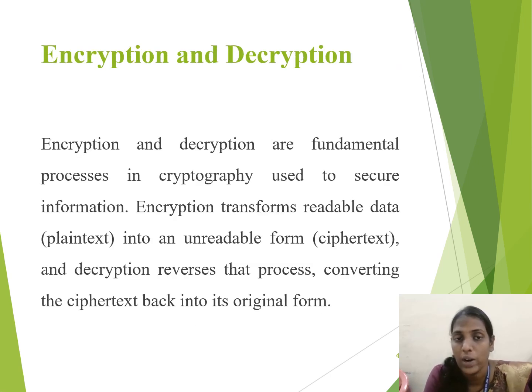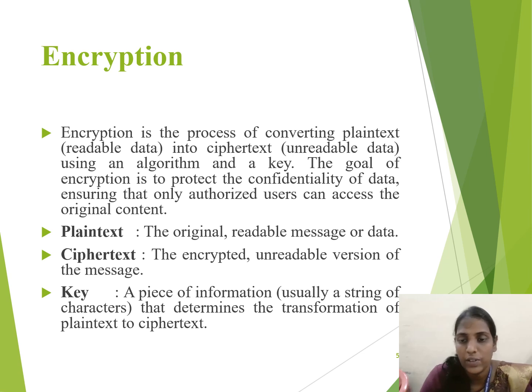Next, we will see what encryption and decryption are. Encryption and decryption are the fundamental processes in cryptography, which are used to secure information. Encryption transforms readable data into unreadable data. The unreadable data is called the ciphertext. That is the main aim of encryption. Decryption is the reverse process of encryption. It converts the ciphertext back into its original form.